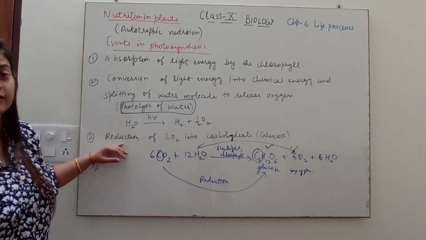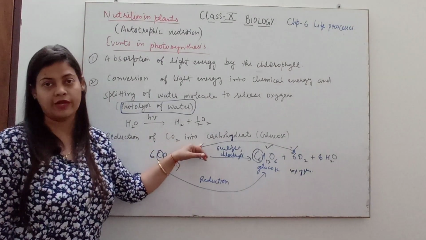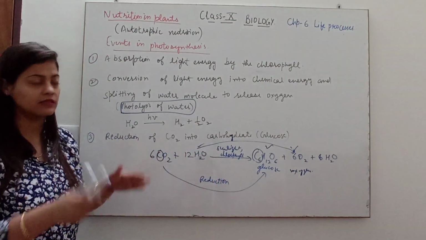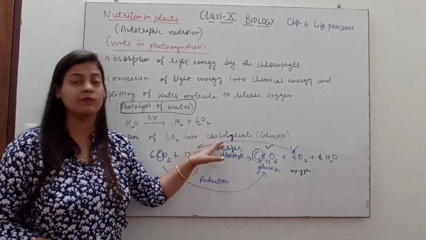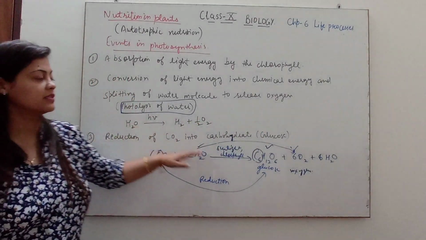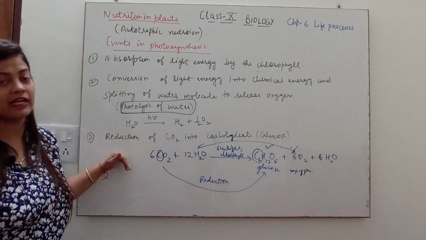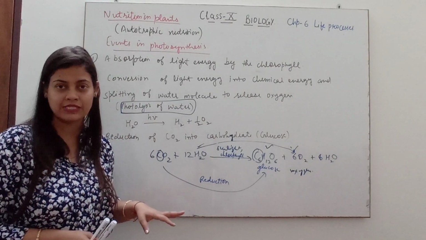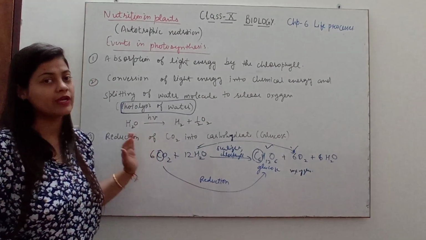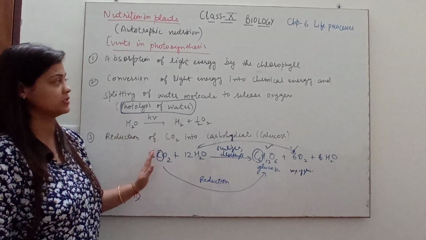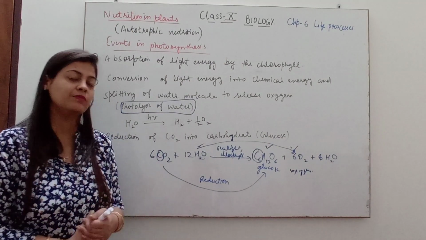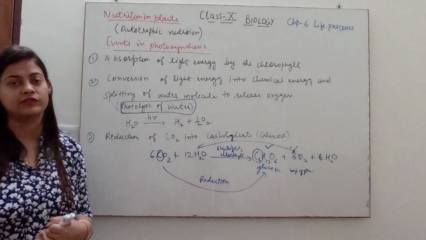Then the third step is the reduction of CO2 into carbohydrate. This step happens through the Calvin cycle, a cycle through which carbon dioxide is converted into a carbohydrate, that is glucose. So these 3 steps are there, and this equation is very important. The details of these 3 steps are not in your syllabus; in higher classes we will discuss them, but you should be clear about what is actually happening in the photosynthesis process. With this we are finished with the autotrophic mode of nutrition. Next we will start with the heterotrophic mode of nutrition.